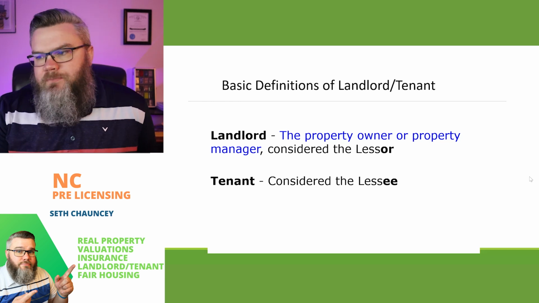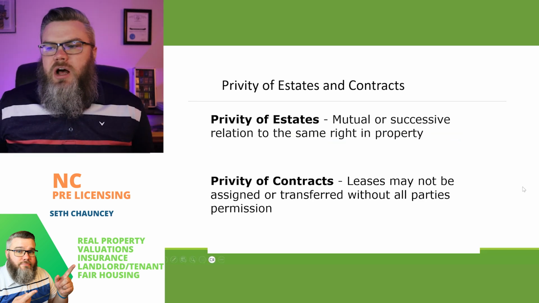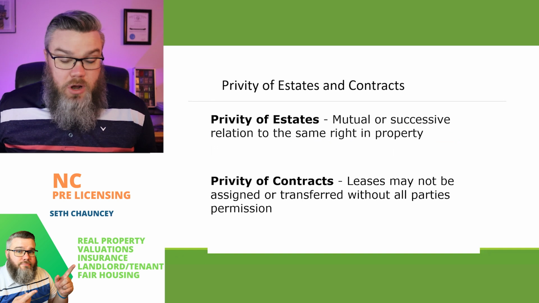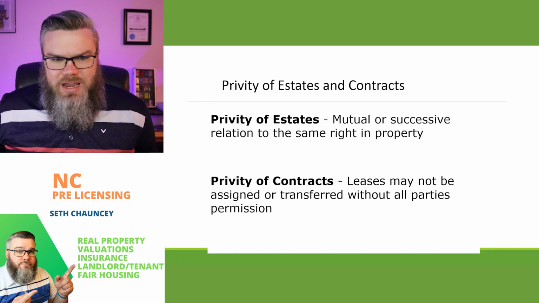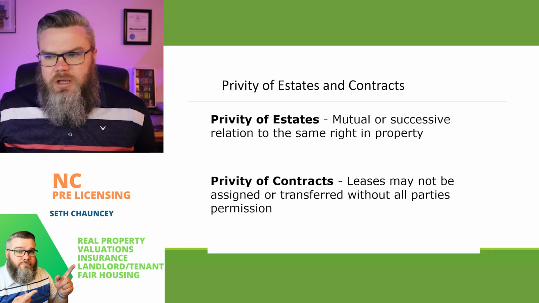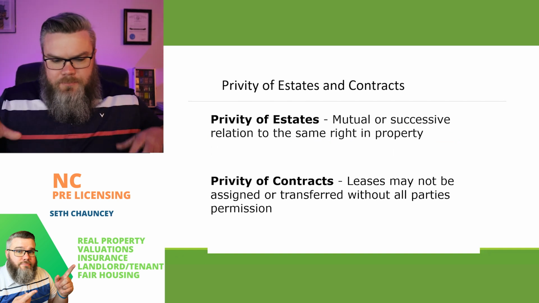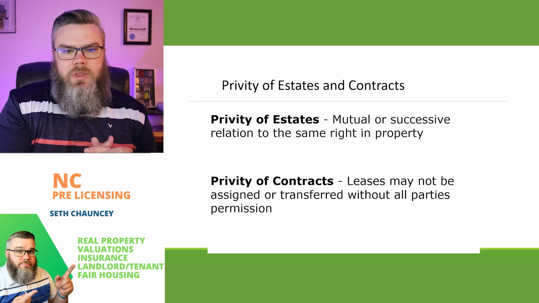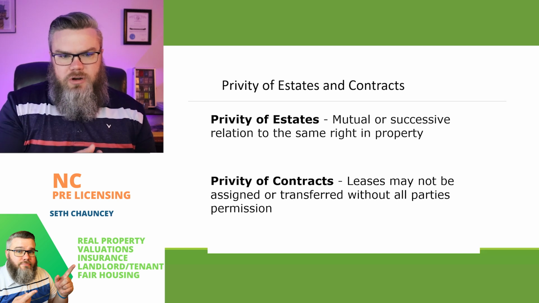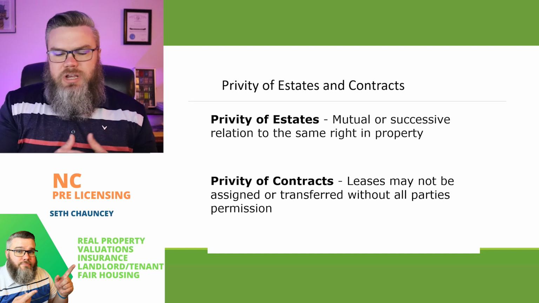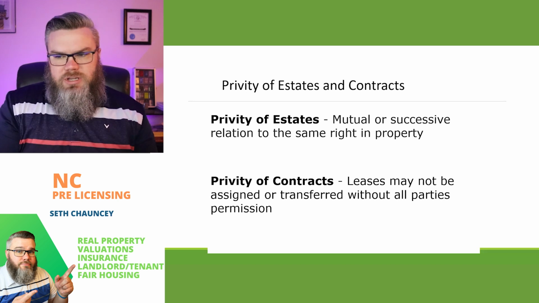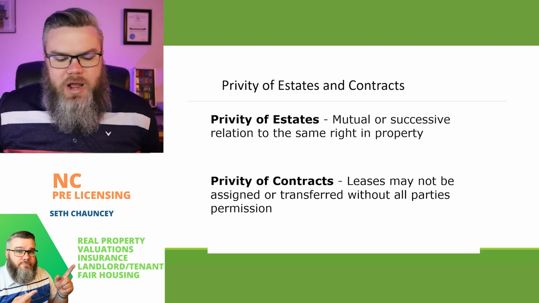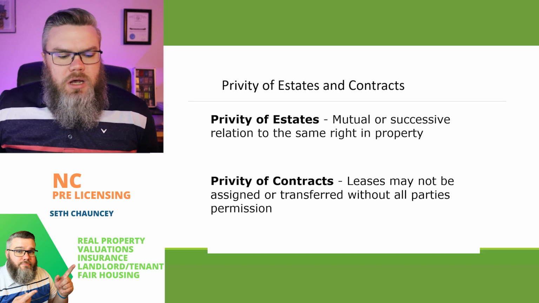Now, if you ever see the terminology privity of estates and privity of contracts, privity of estates is mutual or successive relation to the same right and property. As you can realize, the owner of the property has some type of estate in the property, as does the tenant. That is what we call privity of estates. They both have an estate simultaneously, albeit slightly different, because the owner is still the owner, but this person has been granted, as I said, this right of possession, this right of control. This is what we call a leasehold estate. So this simultaneous freehold estate and leasehold estate is what we call privity of estates, mutual interest in the same property simultaneously.